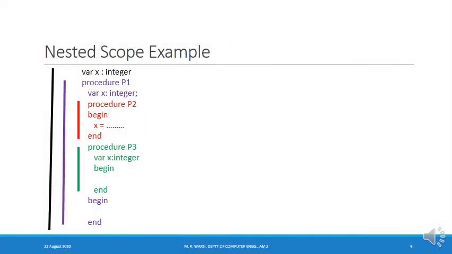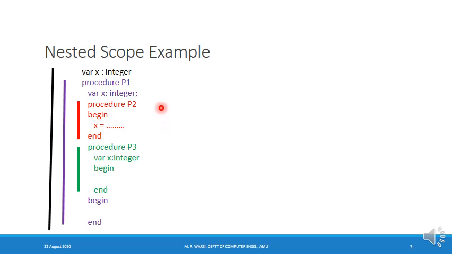Let's look at another example. In this example, we are using nested scoping. If you look at this program, we are defining procedure P1. Within procedure P1, we are defining two more procedures. One is P2 and the second is P3. The point to be noted here is that P2 and P3 are defined inside P1, or they are defined in the scope of P1. So one scope is nested inside another scope.